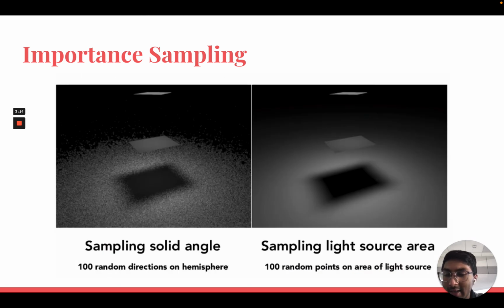In the lighting example, if we sample uniformly the solid angle over the hemisphere, so sample 100 random directions on the hemisphere, our rendering is super noisy. But if we instead use an importance sampling distribution that is uniform over the area of the light source, those 100 samples contribute a lot more, typically are contributing some amount of radiance to our integral. And that results in a much smoother image.